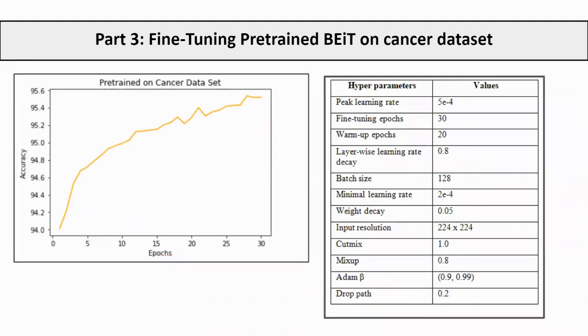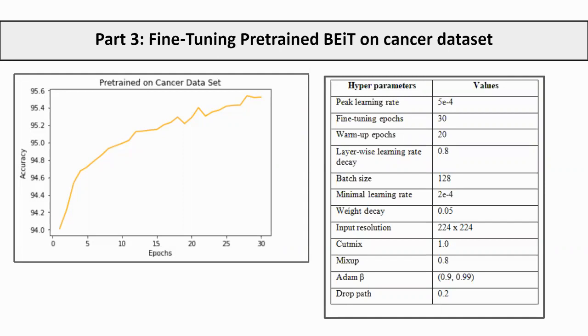So the last part was fine-tuning the pre-trained BEIT on the cancer dataset. Basically, a task layer, which was the image classification, was appended upon the transformer, and it had some parameters. The testing images were divided into two classes, normal and cancer. The fine-tuning accuracy was approximately 95.5, and it was fine-tuned for about 30 epochs. So I think the result was pretty good.